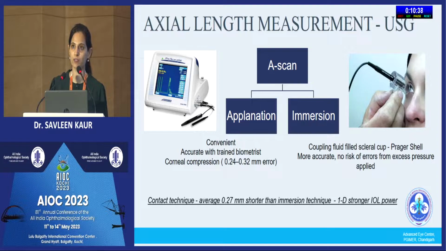It can be measured with applanation and immersion. The applanation is the most convenient one that we have. They are very accurate if you do it with a trained biometrist. They do cause a corneal compression because you are indenting the cornea, and you get on average 0.27 mm shorter readings than the standard immersion technique.